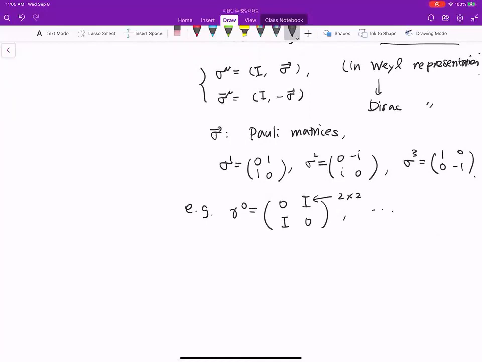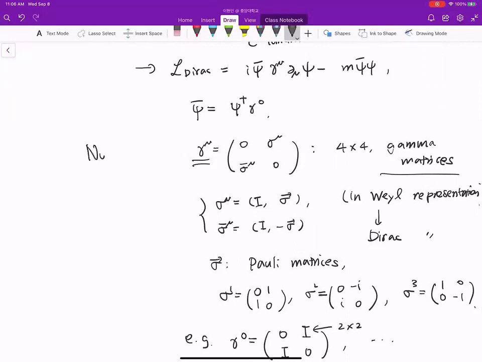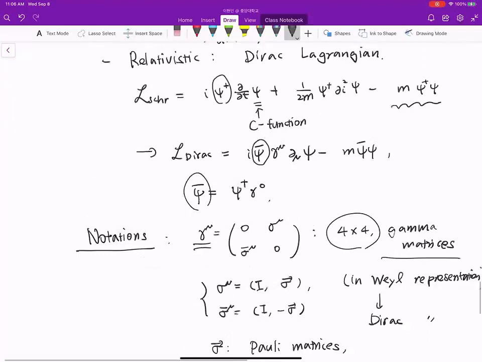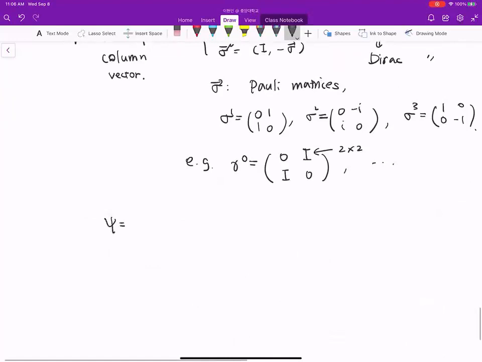And also the chirality, maybe I should fix the notations when we write here. So here, for the wave function, instead of psi theta, we have a psi bar. And because this gamma matrix is 4 by 4, the wave function psi is a four-component column.